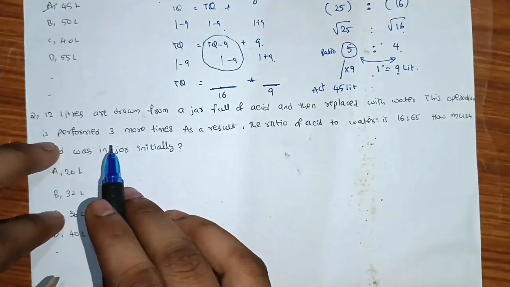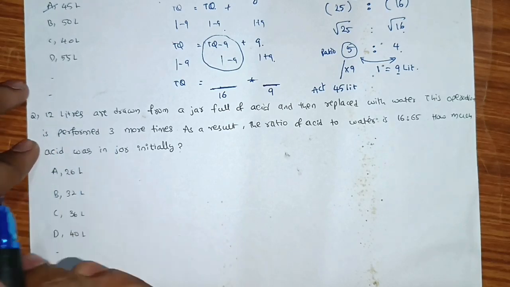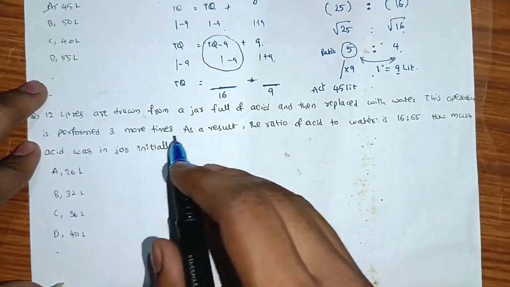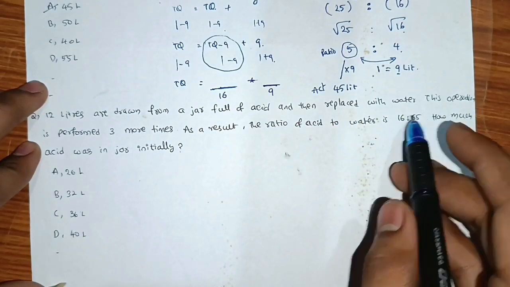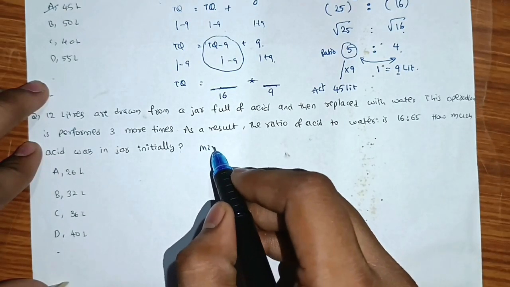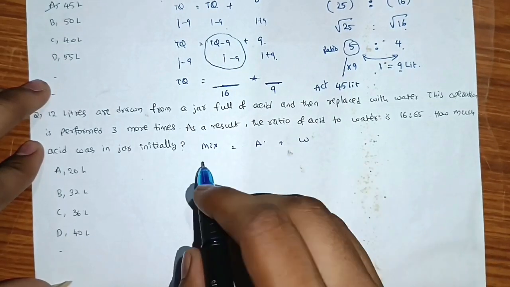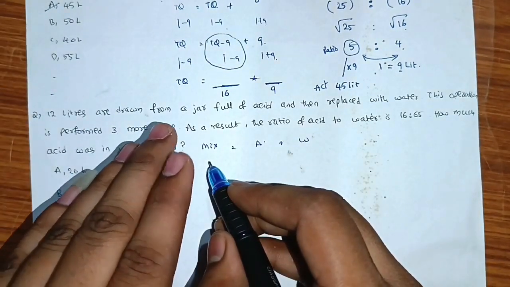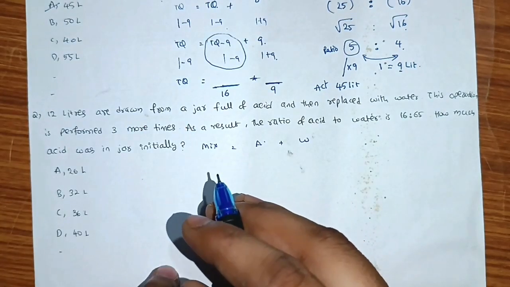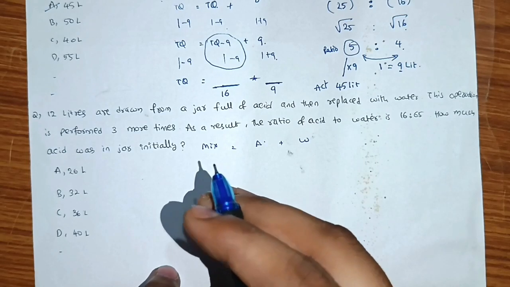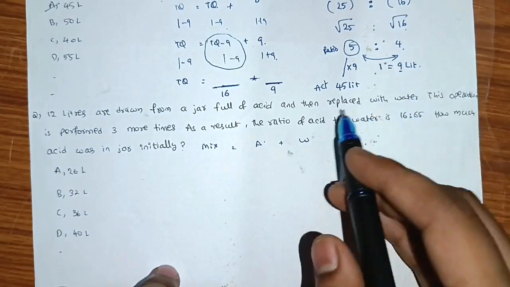Now let us see the next question. Before going to see, pause the video and try once using the trick. So now our question is: 12 liters are drawn from a jar full of acid, then replaced with water. So now the mixture is made with acid and water. So 12 liters are drawn from the jar. Here it is not mentioning the total quantity of the jar, so we are going to use the same trick.